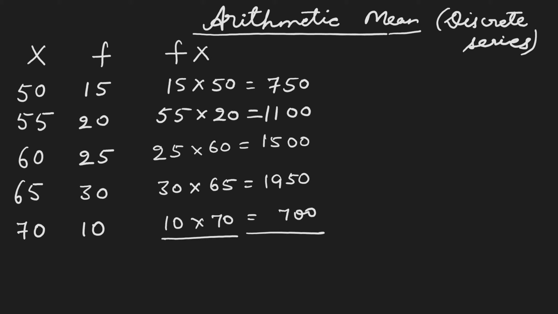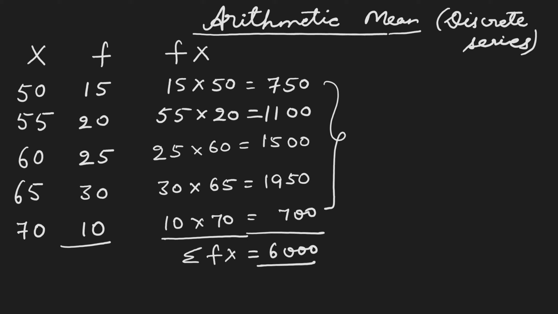Now in the last we will get summation fx, means sum of these fx. So summation fx will be equal to 6000, and after putting all these values in the formula we will get the answer. And one more thing, that we have to calculate summation f here. Summation f we will get after summing up all these values, that is 15 plus 20 plus 25 plus 30 plus 10, and its value will be 100.